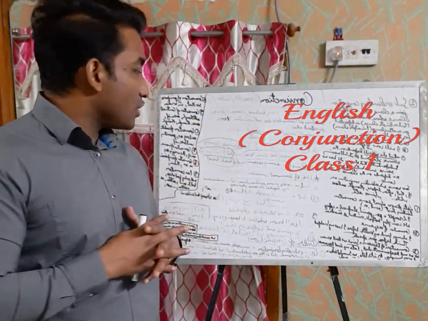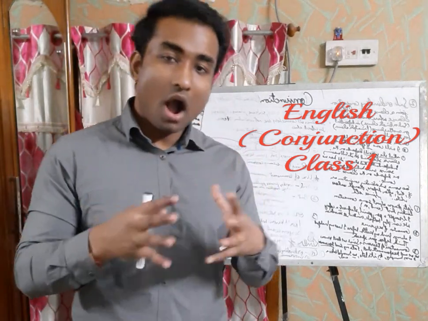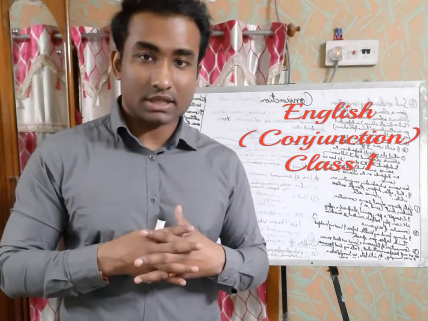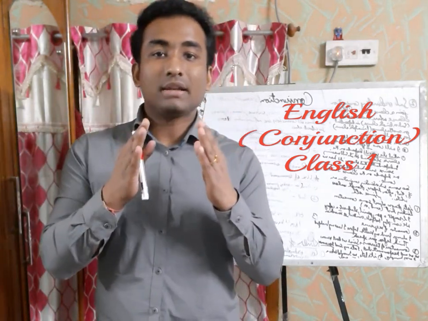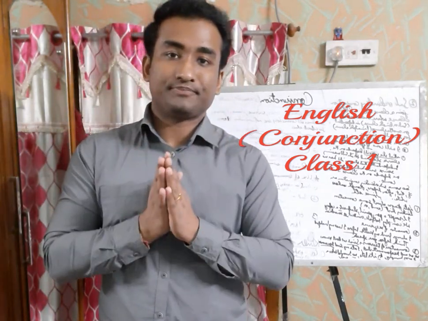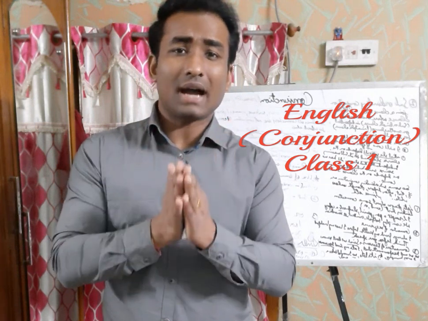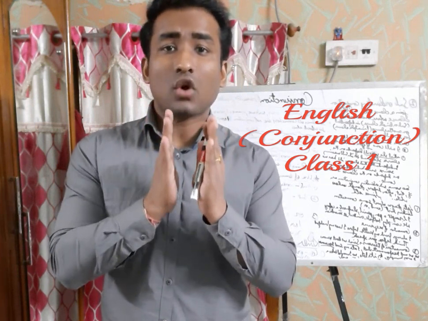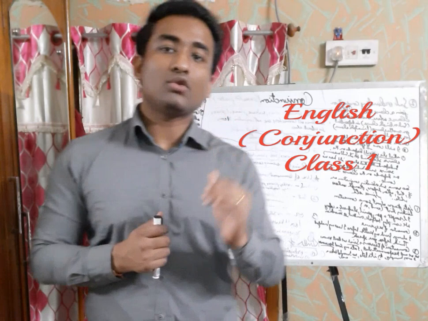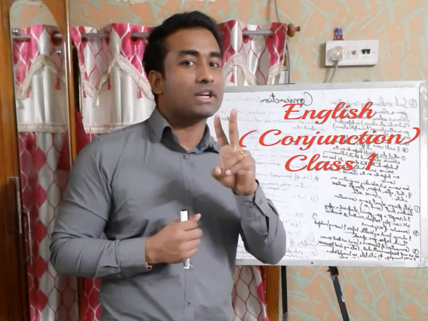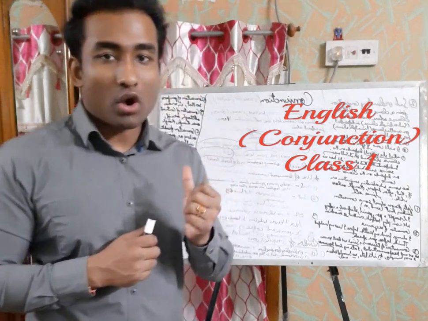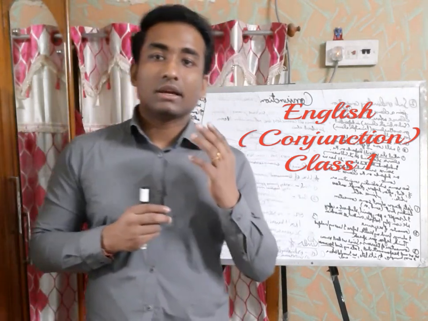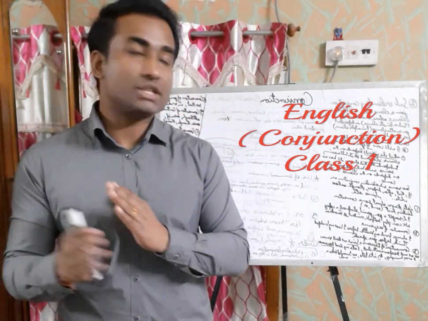So I hope you have understood very well what a conjunction is, right guys? So I will now talk about the different kinds of conjunctions. I'll tell you in very short, there are 2 different kinds of conjunctions. One is coordinating conjunction, second is subordinating conjunction.